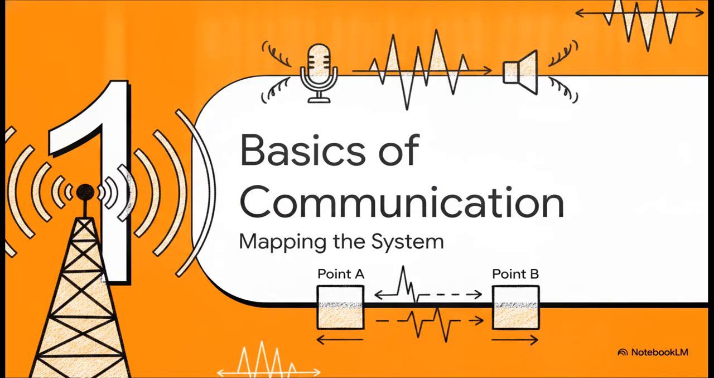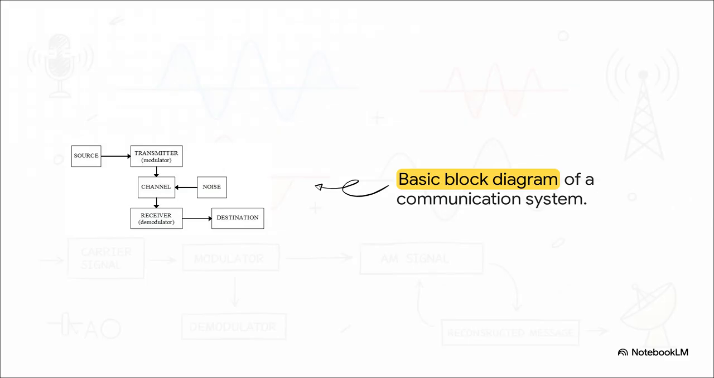Section 1, the basics of communication, mapping the system. Let's start with a high-level map. Our journey begins with a signal moving from a source right into a transmitter. That transmitter's job? To couple our message into a high-frequency signal so it can survive the long trip ahead. Then it travels through the channel. That's the physical medium, like the air around us.